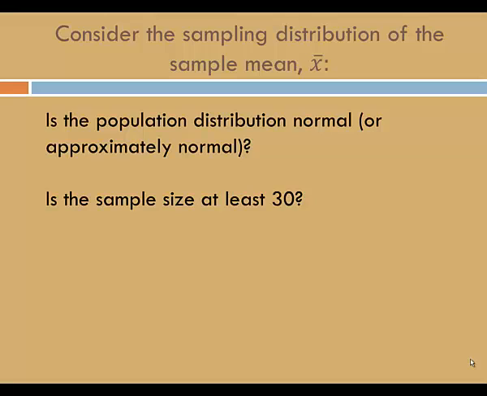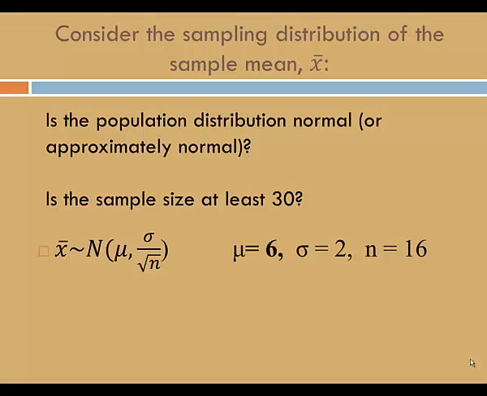Is the population distribution normal, or at least approximately normal? Well, one of our assumptions was that the population distribution is normal. If that were not the case, we would look at the sample size. Is the sample size at least 30? If so, we can apply the central limit theorem. We need to verify that at least one of these conditions is met before we proceed. Since the population distribution is normal, the sampling distribution of x bar will be normal.